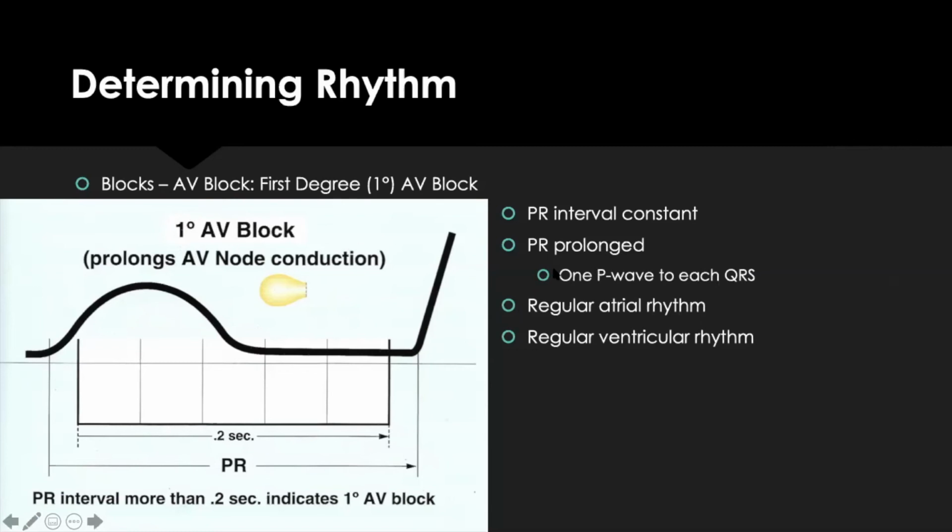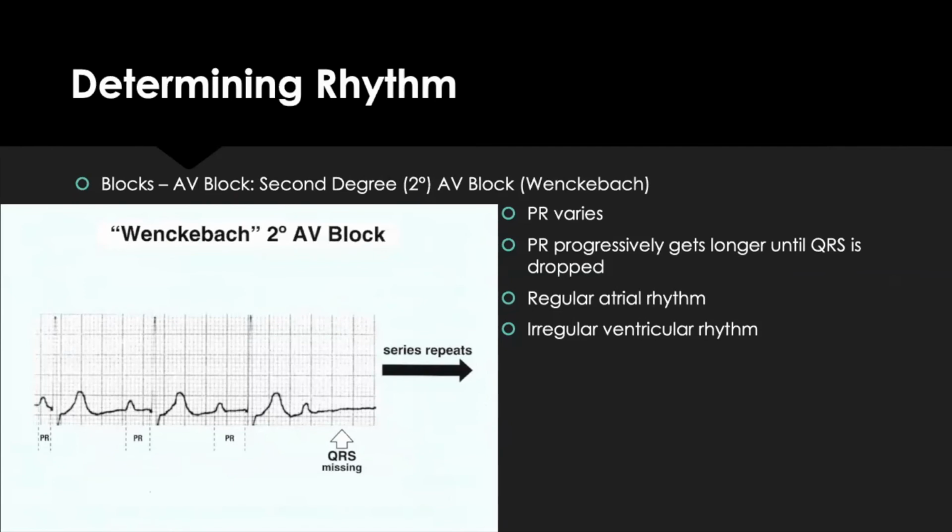It also is characterized by 1 P wave to each QRS. The first second degree AV block that we're going to talk about is the Wenckebach. This AV block is characterized by varied PR intervals, PR intervals progressively getting longer until a QRS is dropped. So you can see here that the PR interval is shorter, and then it starts to get longer, and then here's the P wave, but no QRS wave.